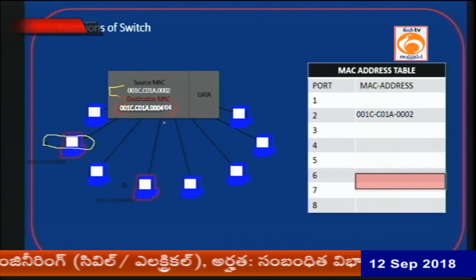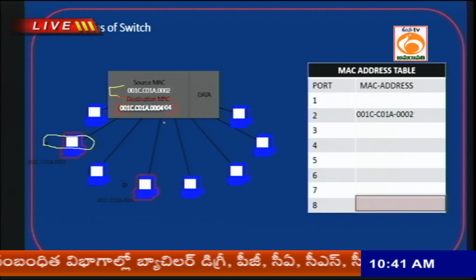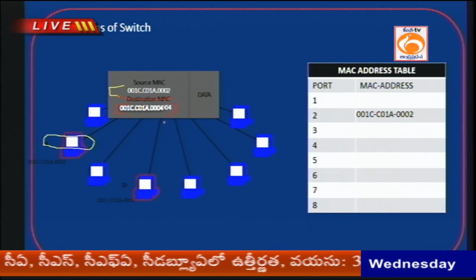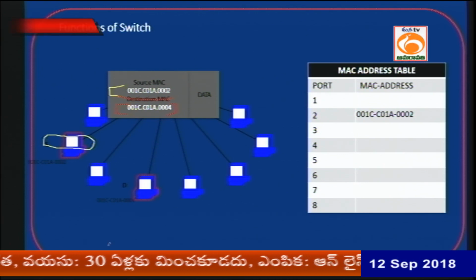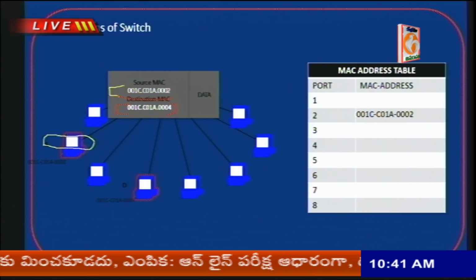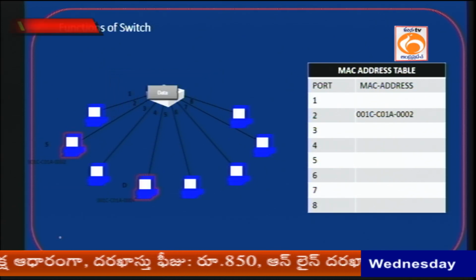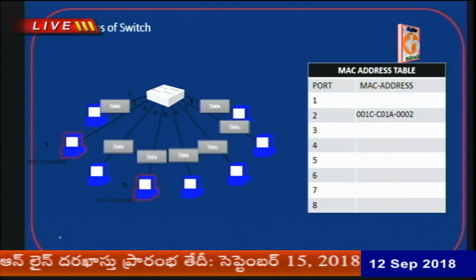Is that particular destination MAC address currently available in the MAC address table? No, it is not. So, the switch clearly knows that the destination is not available or not known to the particular switch. So, what the switch does now is it will send this particular frame or this particular packet of information to all the ports except the port on which it received the data.